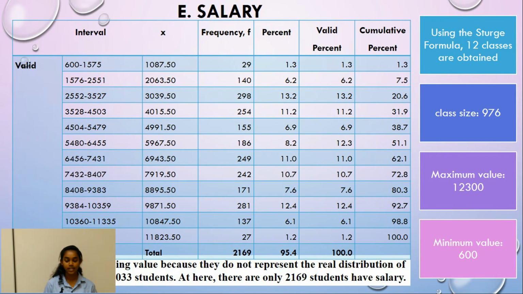So finally is salary. To describe this salary, we use the Sturges formula, which gives 12 classes. The class size is 976. Maximum value is 12,300. Minimum value is 600. We exclude the missing values because they do not represent the real distribution of the salary for SQQS 1033 students. And here there are only 2,169 students who have salary.